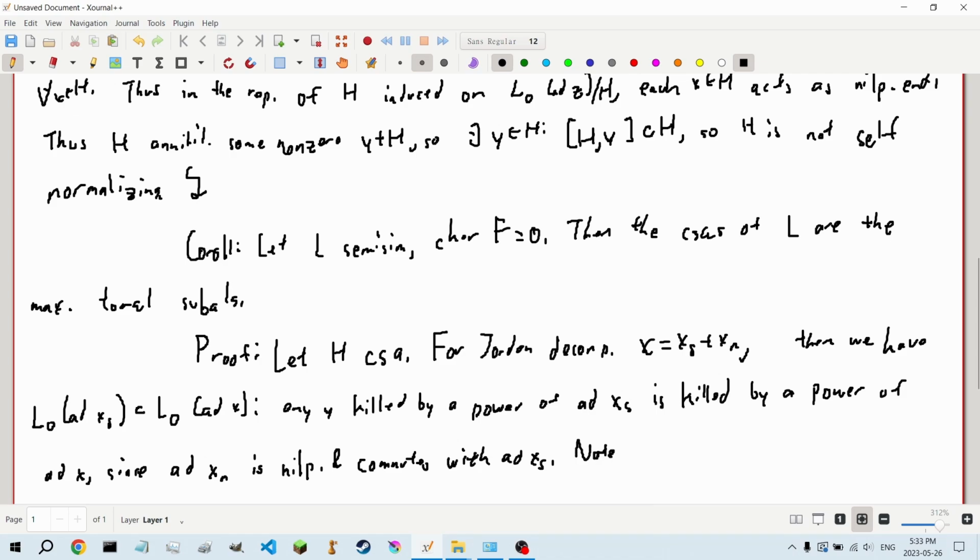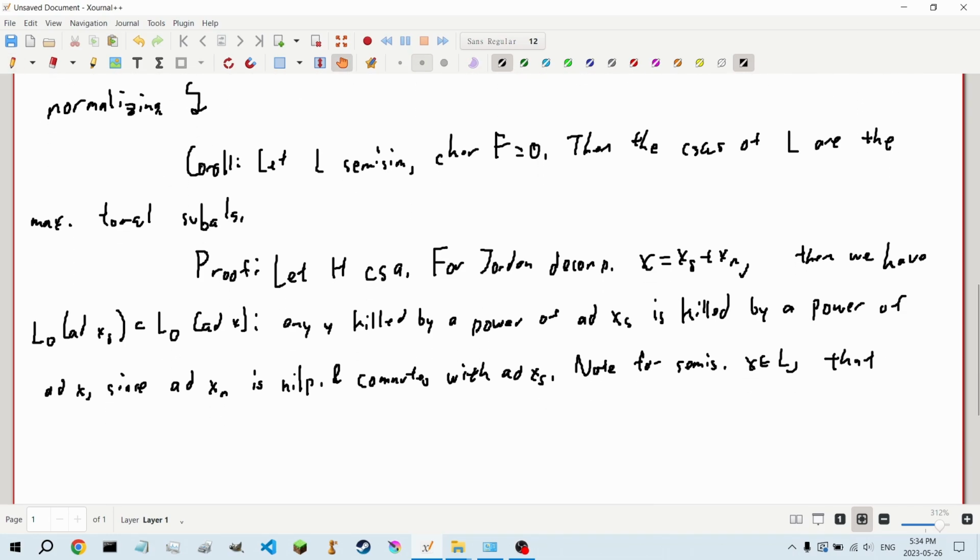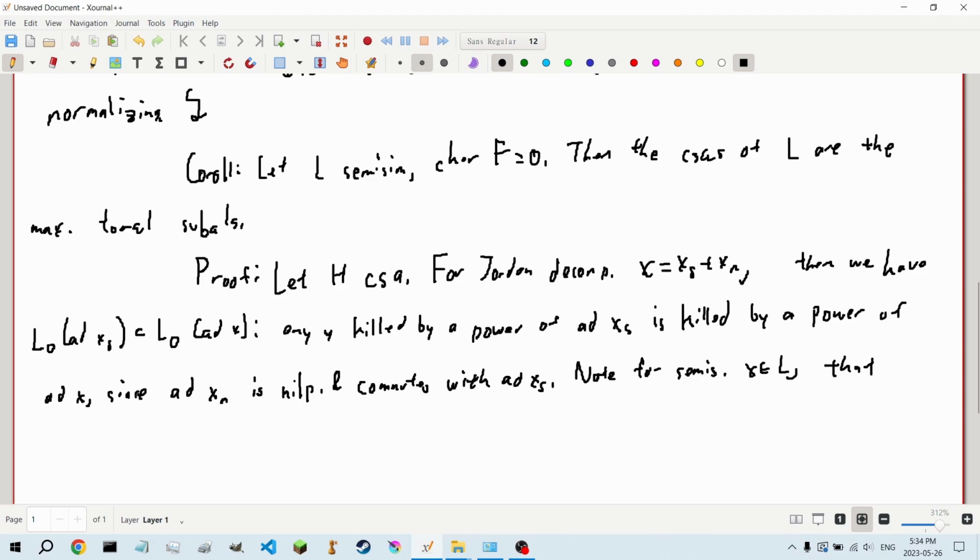Note that for semisimple x in our L, L_0 of the adjoint of x is the centralizer in L of x, with the adjoint of x being diagonalizable.